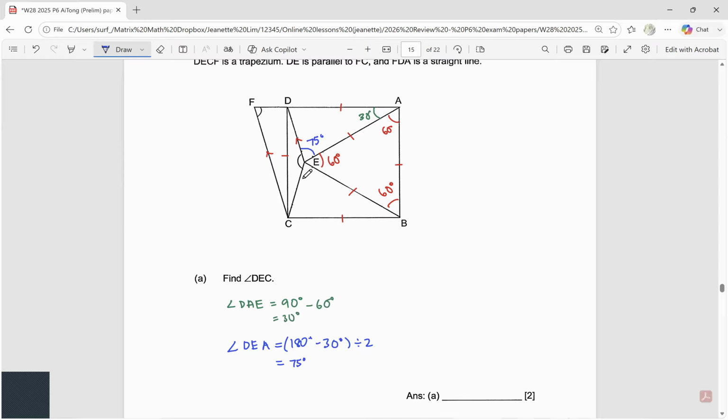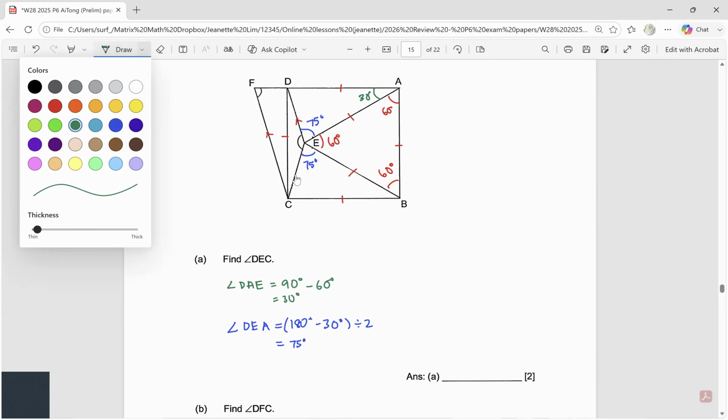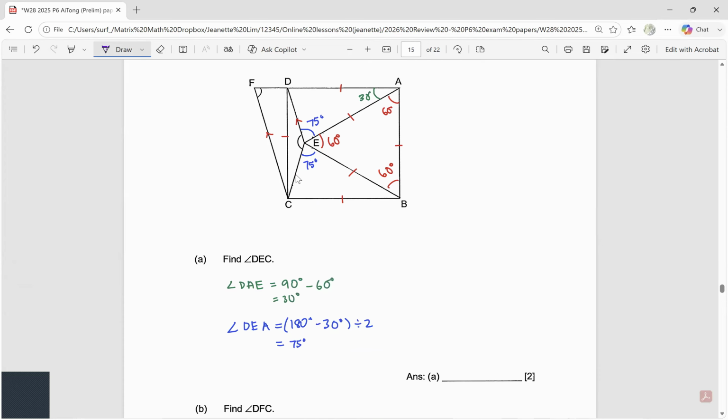Okay. Then the bottom one, right, if you notice, it's actually the same thing. This is 30, and then you have isosceles. So this is also 75. Okay, then now I can find DEC. So using 360 minus 60, 75, 75, which is 150 degrees.